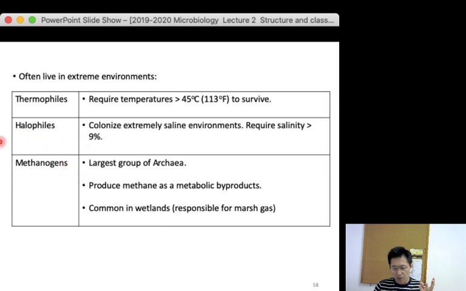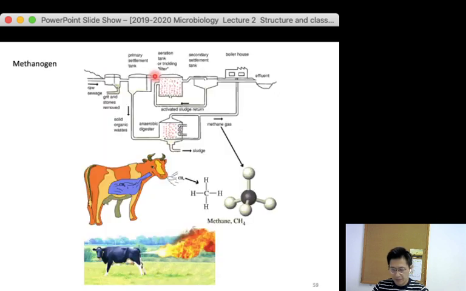Or methanogens. These are large groups, commonly found in wetlands because of the marsh gas. When you go hiking, you experience an unpleasant smell, the marsh gas, because this group of Archaea can produce metabolites, mainly methane. Methane is one of the byproducts from the methanogens, and it is a toxic gas. So these are the 3 conditions: the production of methane, very high salty conditions, or extreme temperatures. So methanogens are bacteria that produce methane.